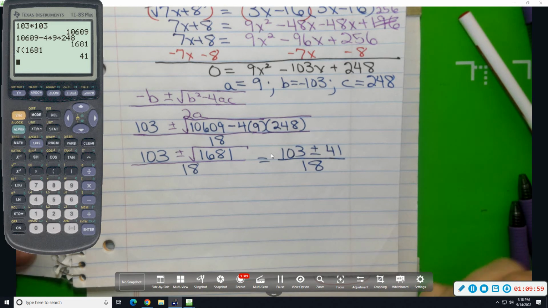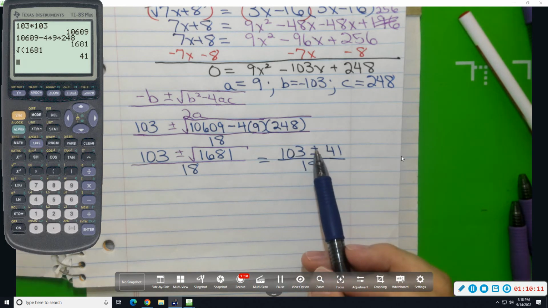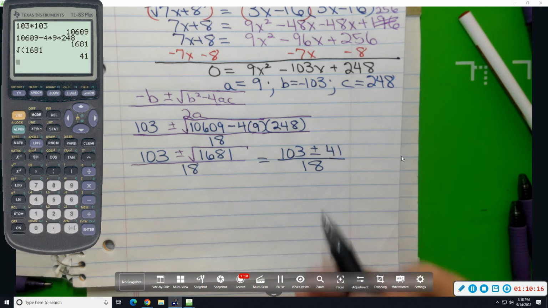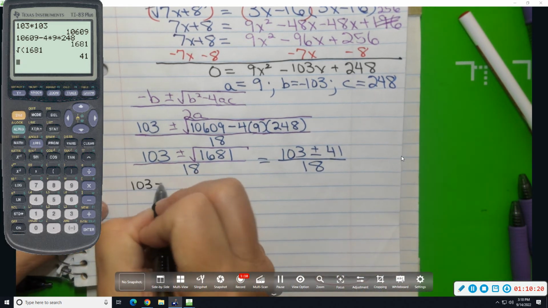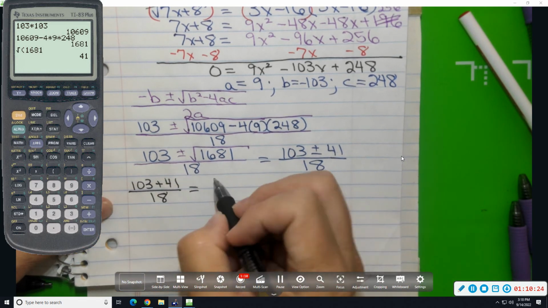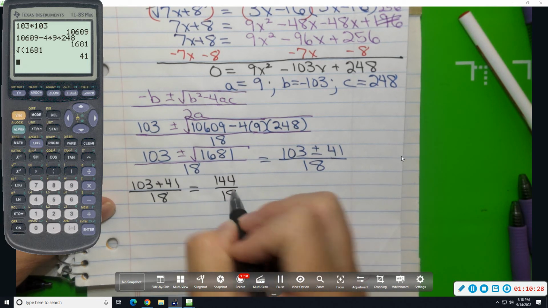But you can't leave it like that. Now, normally, if there were a square root in this, you would stop and leave the square root, but we no longer have a square root. So let's separate. Here's one possibility. We're going to do the plus one. 103 plus 41 all over 18. That's 144 divided by 18.